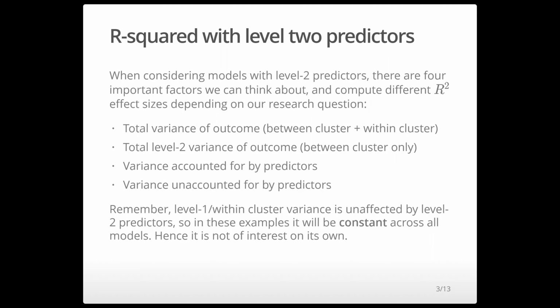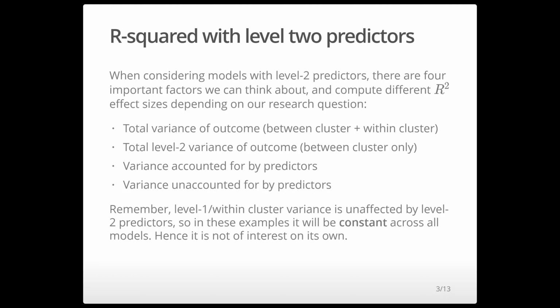So when we have level 2 predictors, there are 4 components that we could think of as being of interest, at least that you discussed in your lecture. These are the total variability of the outcome, and this is both between and within cluster. The total level 2 variability of the outcome, which is the between cluster variability only. Then you have the variance accounted for by the predictors, and the variance unaccounted for by the predictors. That last one would be like the residual after the variance accounted for by the predictors is taken into account.